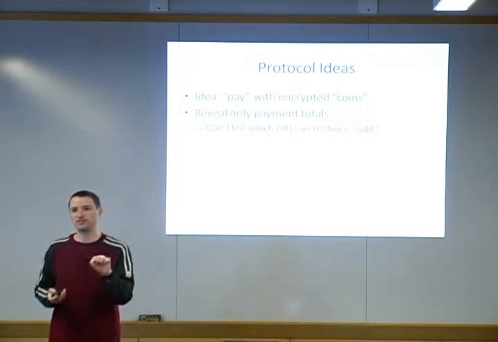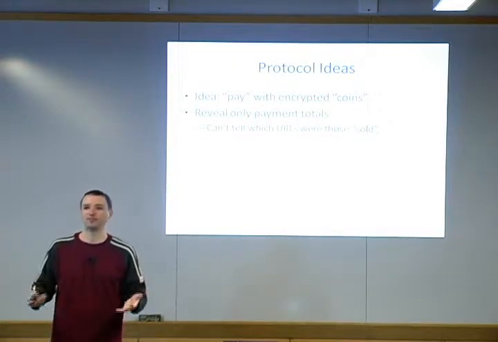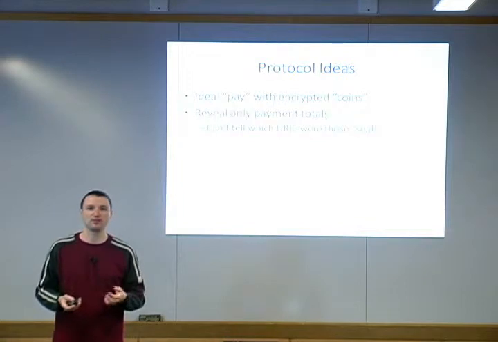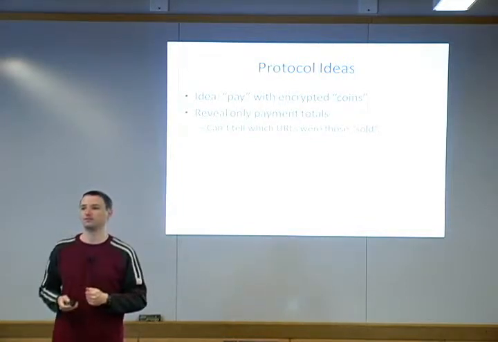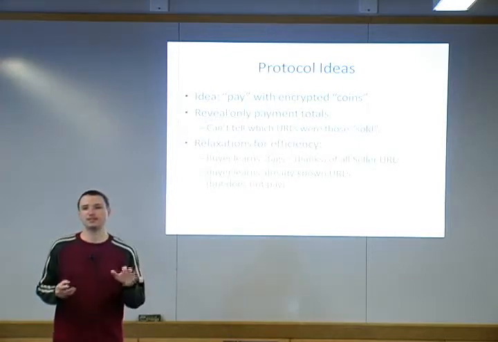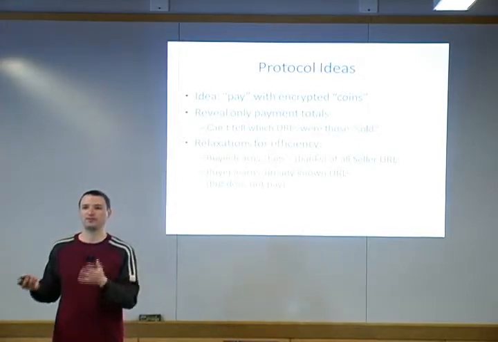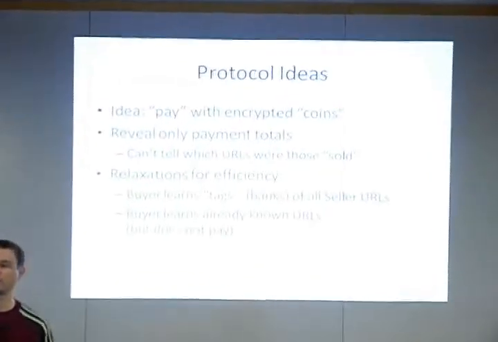So for a specific transaction, she's not going to be able to tell whether Bob actually bought the URL or not. But at the end of the month, she's going to be convinced that this is really the number of URLs that Bob bought. And we're going to make a few relaxations compared to this ideal world where we have an angel, in order to make the protocol more efficient.